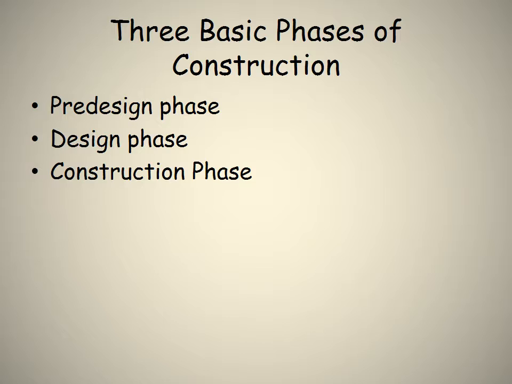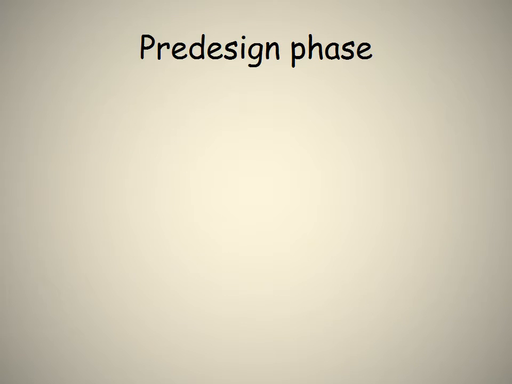This chapter, as the name suggests, provides the basics of the construction process. It starts out with the pre-design phase, the design phase, and the construction phase. The pre-design phase starts with the owner identifying the need for the project and works through the items in section 1.2 to prepare for the design stage.